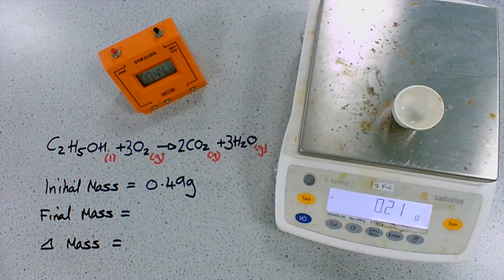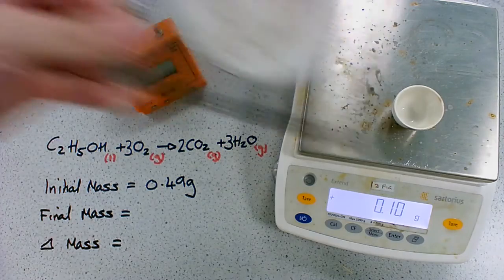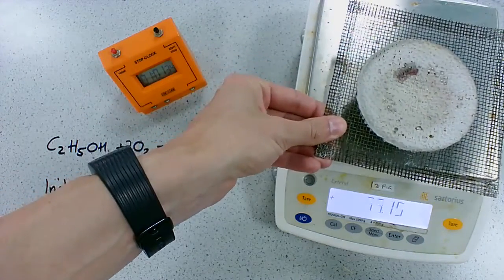So we've got the exact same number of carbon atoms on the left as the right, the exact same number of hydrogen atoms on the left as the right, and the exact same number of oxygen atoms on the left as the right. So if we've not lost or gained any atoms, then the mass of the products must be exactly the same as the mass of the reactants.